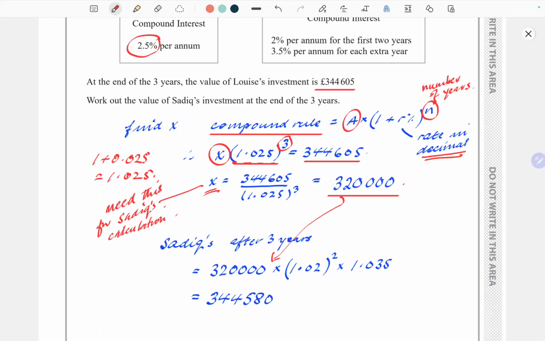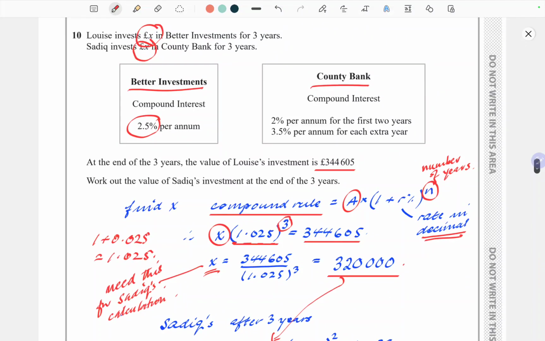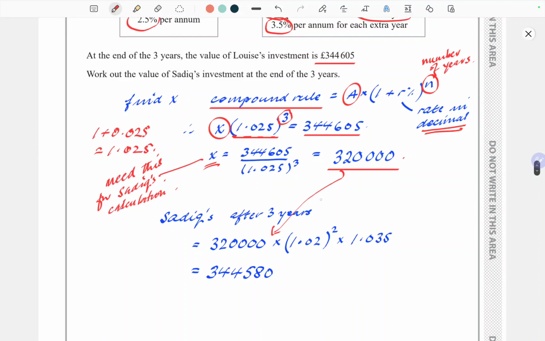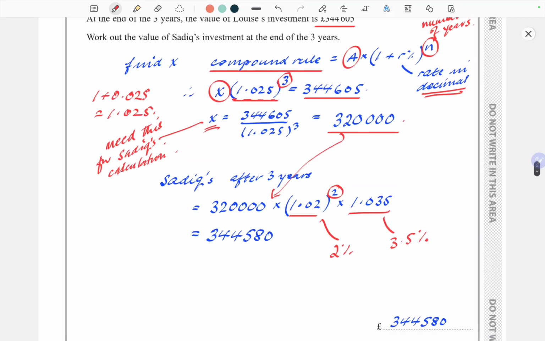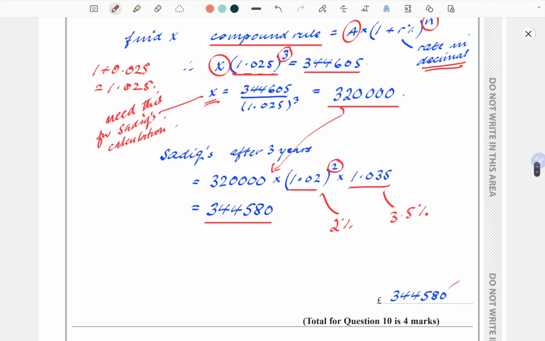Now the twist in this part of the question, watch out, is that in County Bank, the first 2 years is 2%. And then the final year, it's 3.5%. All right. So using the same principle as the first part of the question, we have 1.02 squared for 2 years, and then times again by 1.035. So that one was your 2%, and this one is your 3.5%. And sticking that in your calculator, you get 344,580. Again, nice clean number.